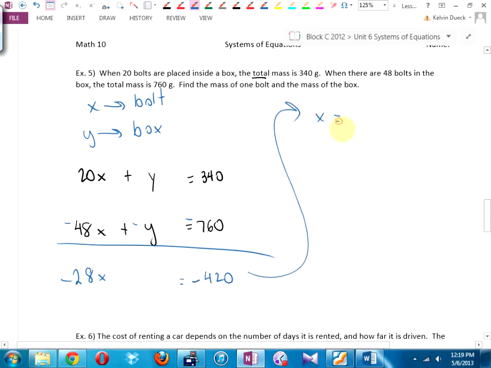Does it work out evenly? Doesn't have to, because I think you can have a bolt weigh like 8.6 grams or something, so it doesn't have to. What is it? Negative 420 divided by negative 28? What do you get? Oh, you get exactly 15. Positive 15 grams?